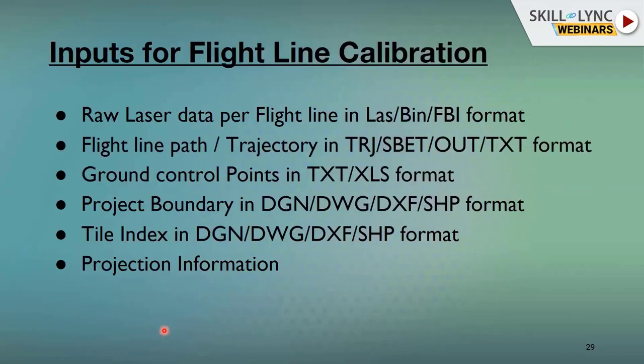So what inputs are required? What inputs do we get from the airborne LiDAR survey? First, we get the raw laser data, which is in LAS, BIN, and FPI formats. And then the flight line path. As I said, the trajectory is very, very important. Without trajectories, we cannot do any further process. The trajectory is important because the timestamp values are stored in it. So how are the raw laser data and the trajectory synchronized?